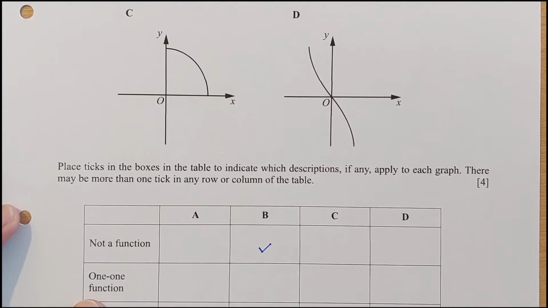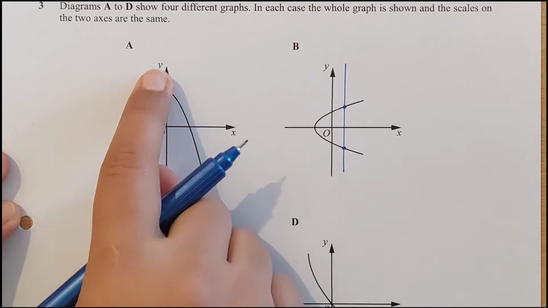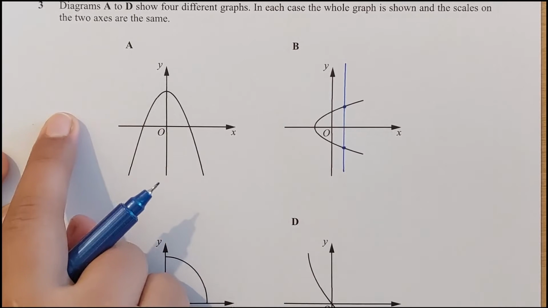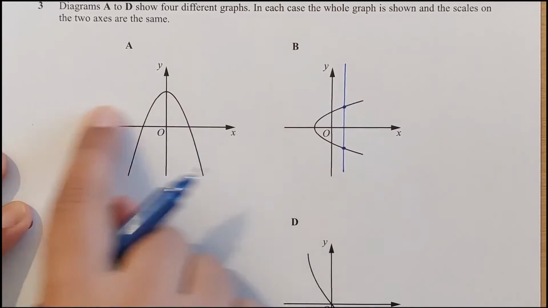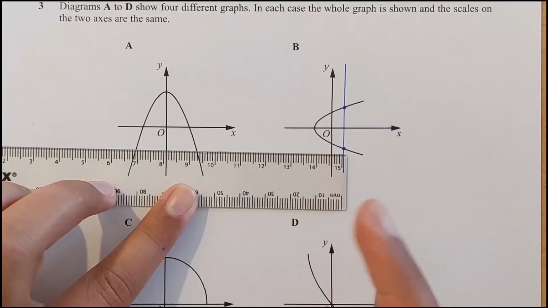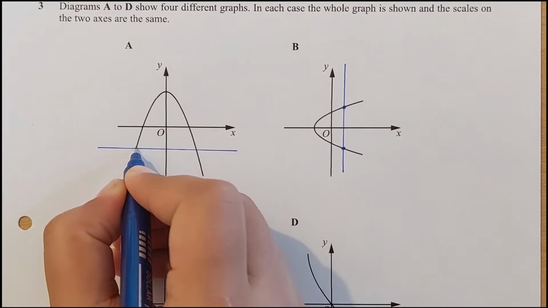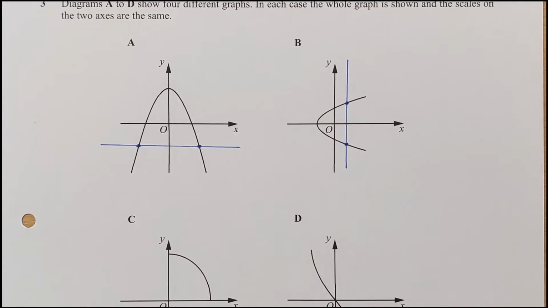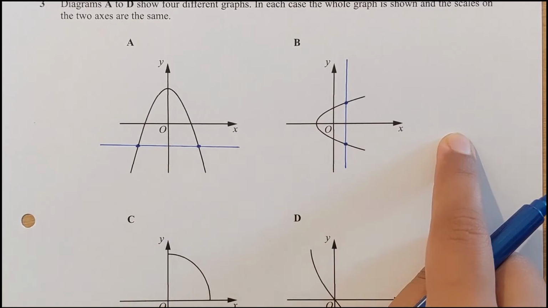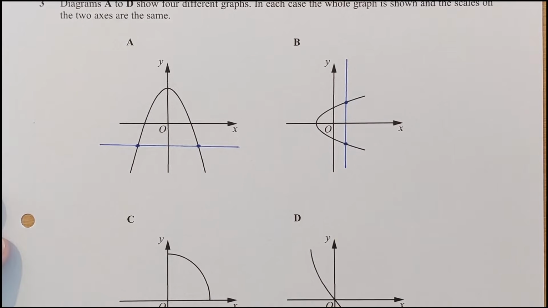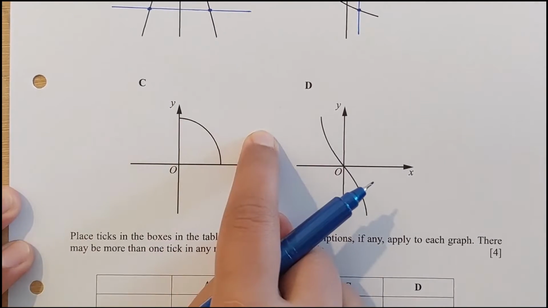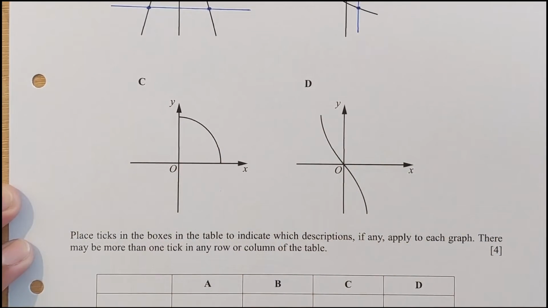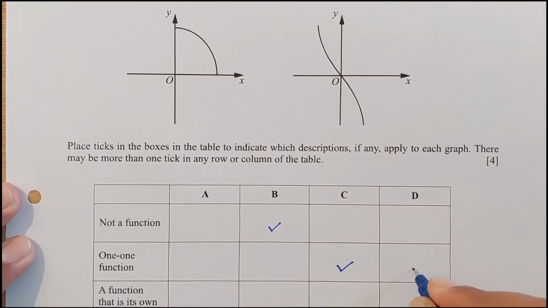One-to-one function. A one-to-one function satisfies the vertical and the horizontal line test. Okay, so let me check for A. So A satisfies the vertical line test, but A does not satisfy the horizontal line test. So A is not a one-to-one function, right? Because if we draw the horizontal line on A, it cuts the curve at 2 points. So it is not a one-to-one function. So B satisfies the horizontal, but since B is not a function, it is not one-to-one as well. Okay, so C satisfies the vertical line test and the horizontal line test. D satisfies the vertical and the horizontal. So C and D are one-to-one functions.